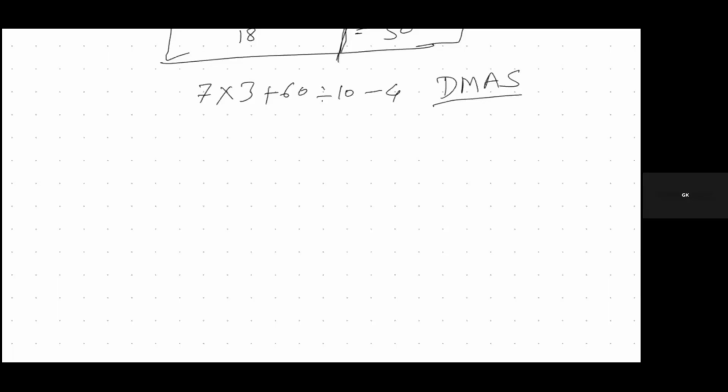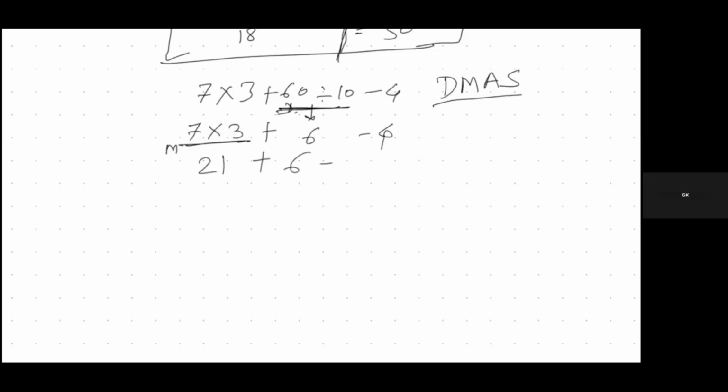In this expression, the numbers which have division are 60 by 10. If we solve this part first, the value comes to 6. We carry forward the rest as it is for the sake of convenience. So we have solved the division part of this expression. Now comes the multiplication part. When we solve this multiplication part, it comes to 21. Again, we carry forward all the rest of the values in the same way.